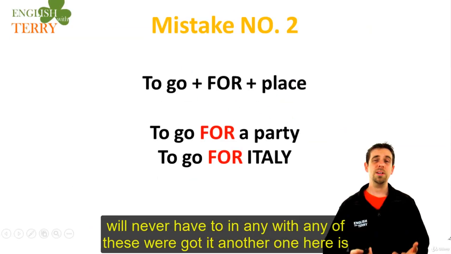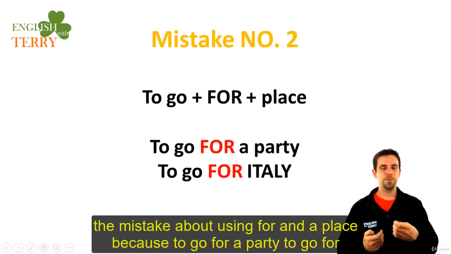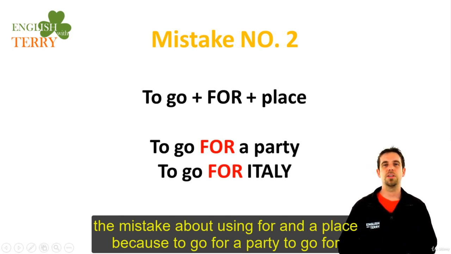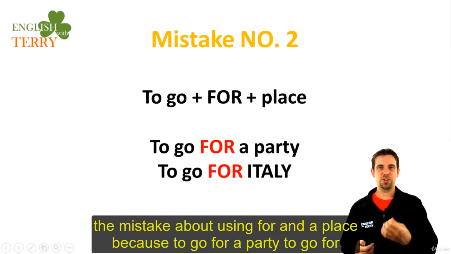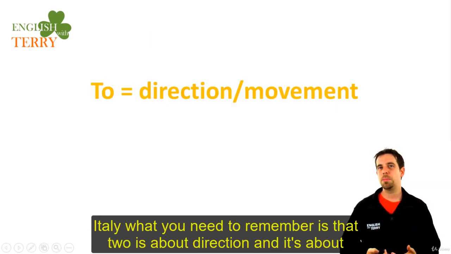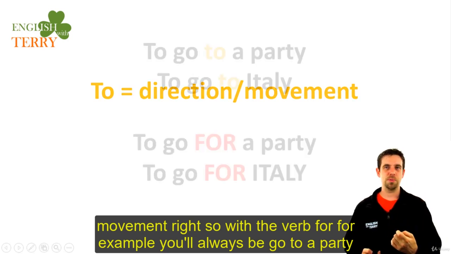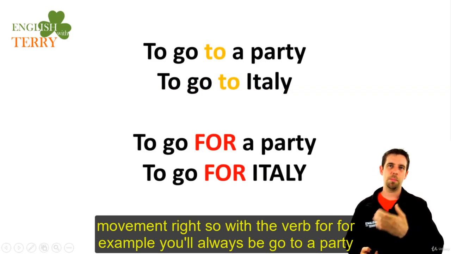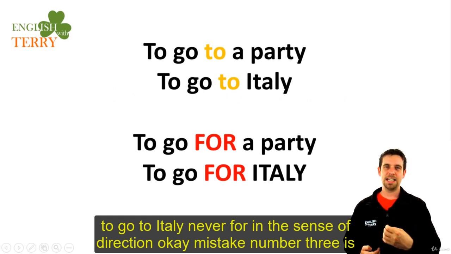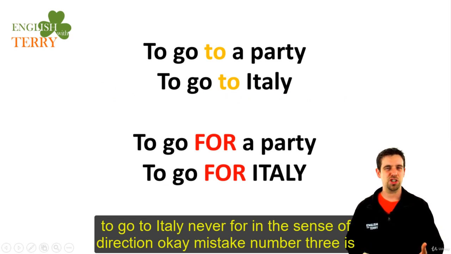Got it? Another one here is the mistake about using "for" and a place. Because to go for a party, to go for Italy, what you need to remember is that "to" is about direction and it's about movement, right? So with the verb for example, it'll always be go to a party, go to Italy. Never "for" in the sense of direction, okay?